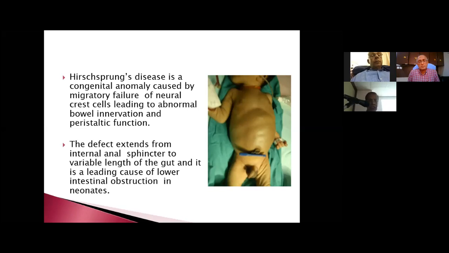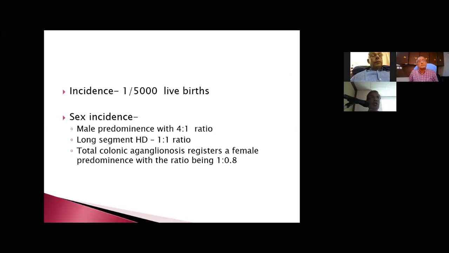So the defect extends from the internal sphincter, the distalmost part, to a variable length of the gut, and it is a leading cause of lower intestinal obstruction in the neonate. Incidence is 1 in 5,000 live births, with a male predominance. It seems it's a disease of male babies, 4:1. So when 4 males are involved, only 1 female is involved. This ratio is specific for the usual variety of Hirschsprung's disease.